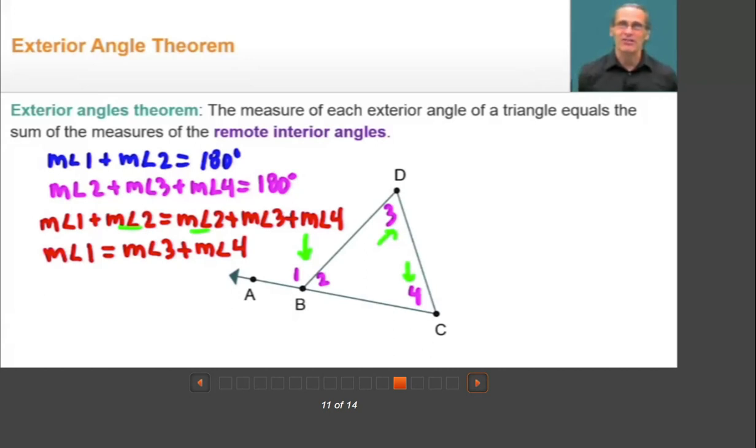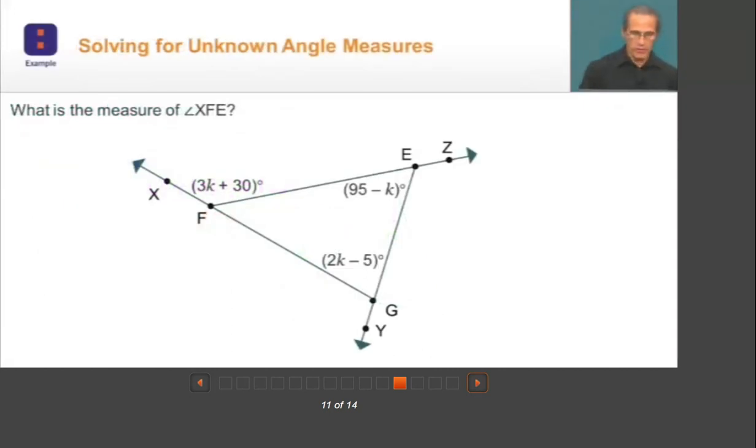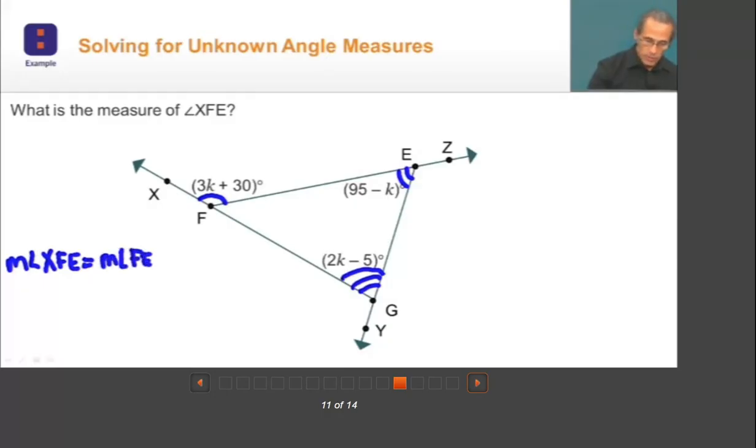Let's look at an application of this. And in the application, what we want to do is find the measure of angle XFE. And we're going to use our exterior angles theorem because we know that our exterior angle is equal to the sum of the measure of the two remote interior angles. So let's write this out. What do we have? Well, we have the measure of angle XFE, the exterior angle, equaling the measure of angle FEG plus the measure of angle FGE.